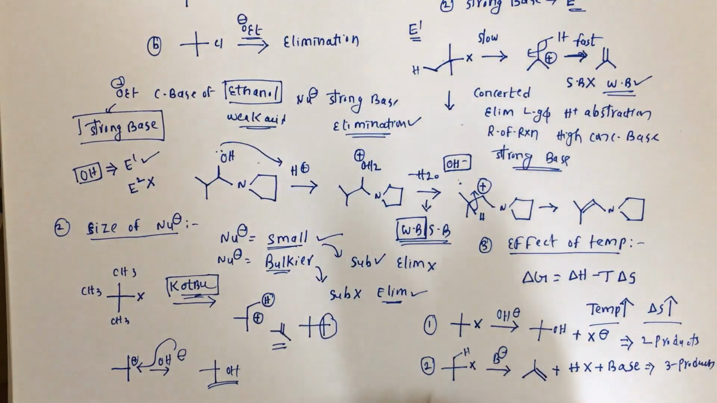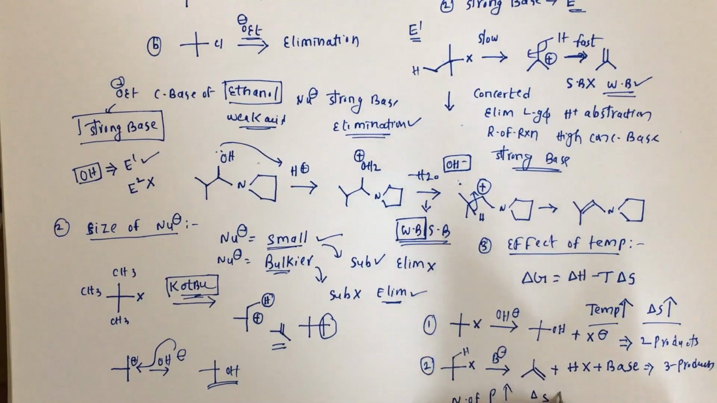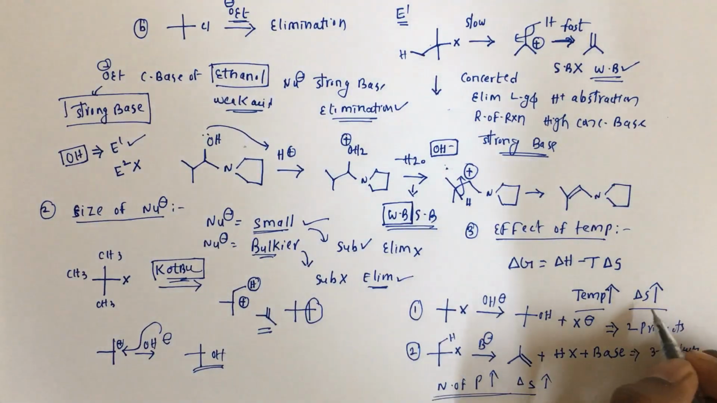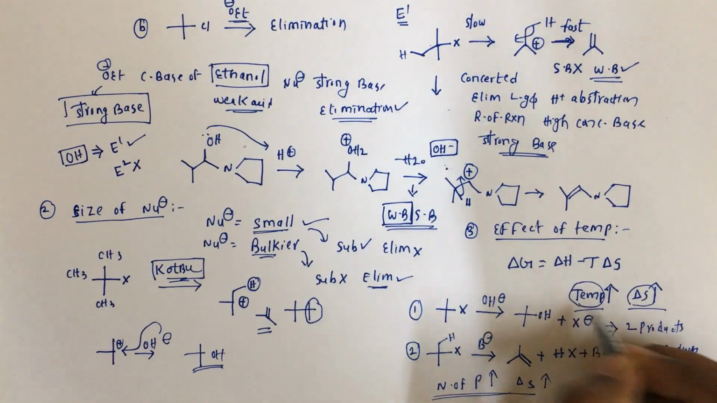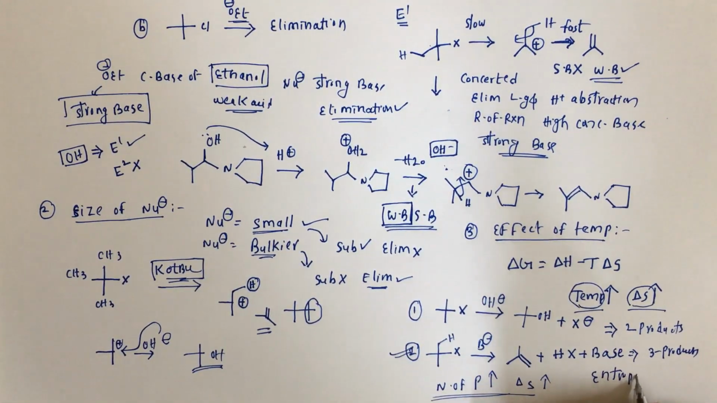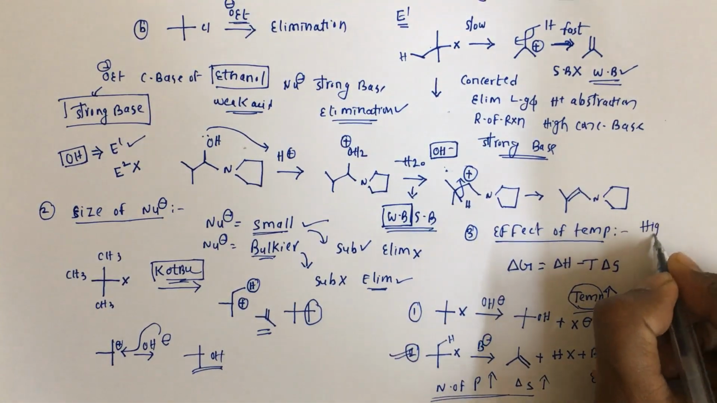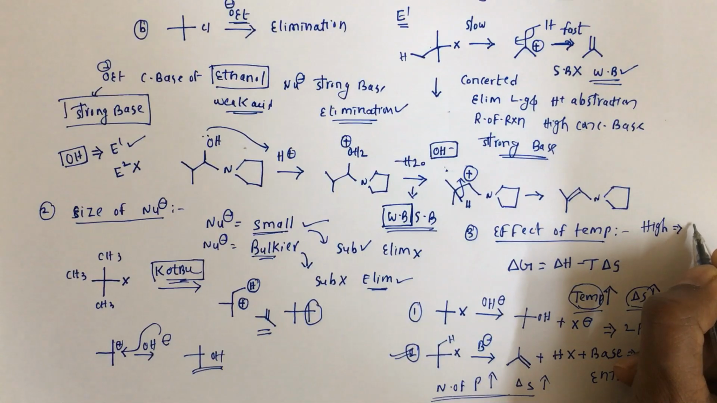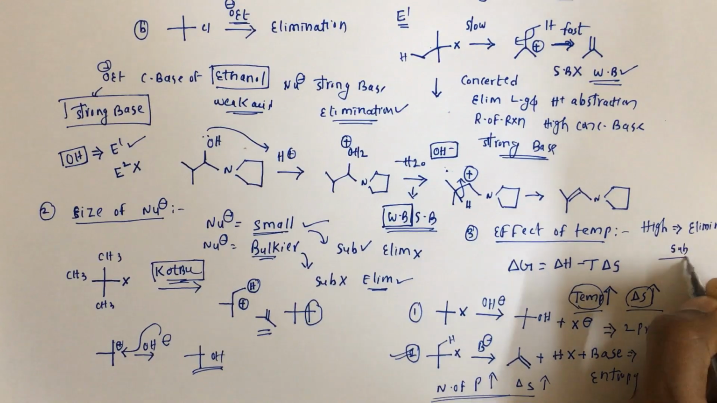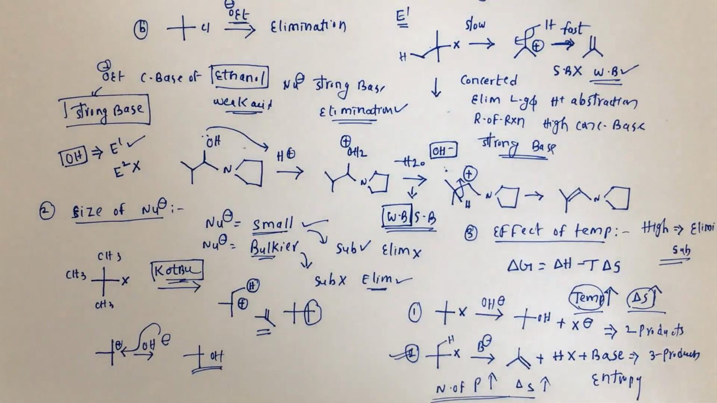Okay, so we know that if the number of products is more, the delta S is also more. So from this we can say that if delta S is increasing, temperature is also increasing. For elimination reactions, entropy is more. That means at high temperatures, elimination is preferable over substitution. So this is the thing we need to remember: at high temperature, elimination is preferable over substitution.